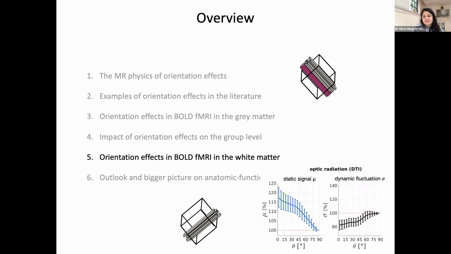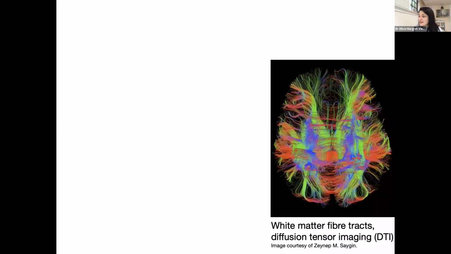So now I'm finished with all the gray matter stuff, and I want to dive into a little bit more of an exotic topic and look into orientation effects in fMRI in the white matter. So here we see a nicely rendered fiber tractogram from diffusion tensor imaging that I got from Zainab a couple of months ago for my ISMRM talk, and this is also how we linked up for this talk.